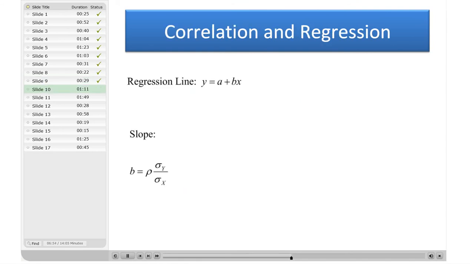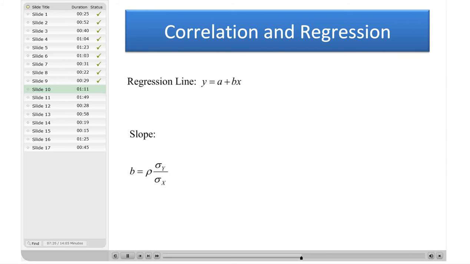Now, before proceeding further, I'd like to talk a little bit about what the relationship is between correlation and regression. Well, it turns out that the correlation coefficient can be used to calculate the slope in the regression line. So let's take a look at this first equation on the slide. It says the regression line is y equals a plus bx. So this is what every simple linear regression line looks like. You've got the input variable, which is x, you've got the output variable, which is y, you have the y-intercept, which is a, and you have the slope, which is b.